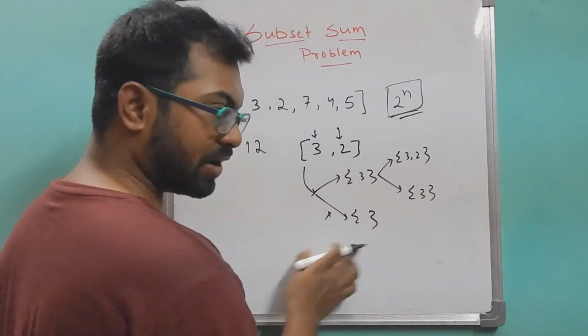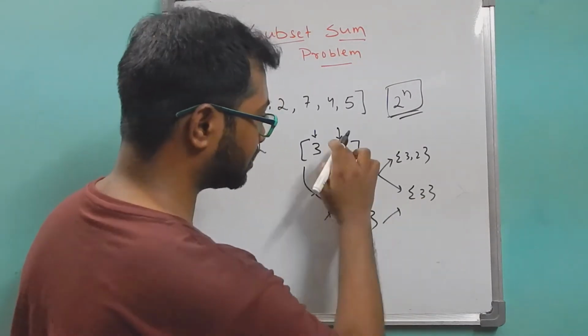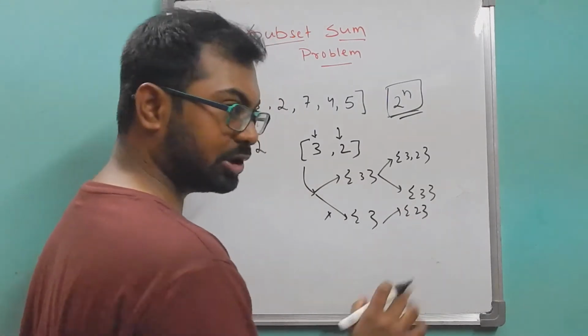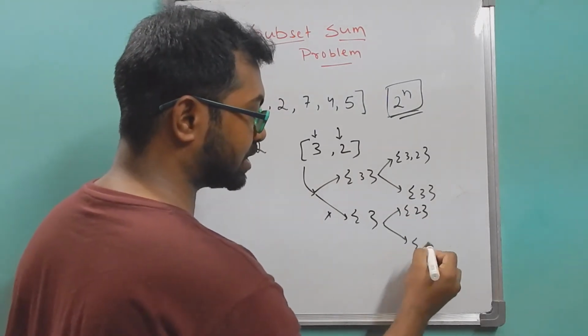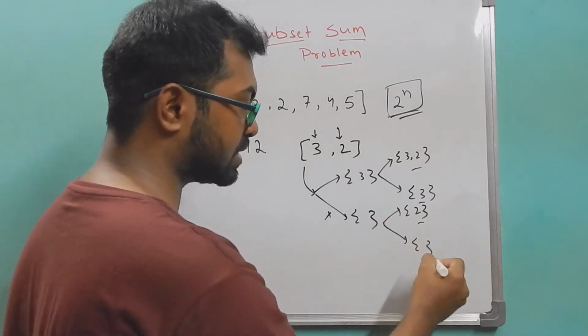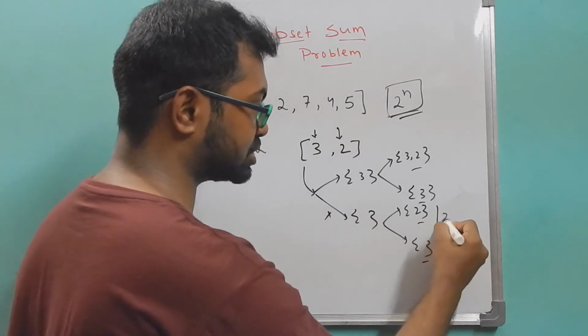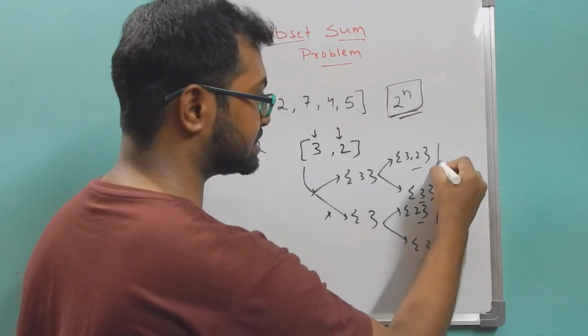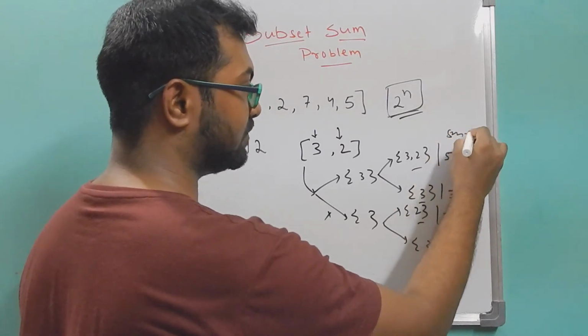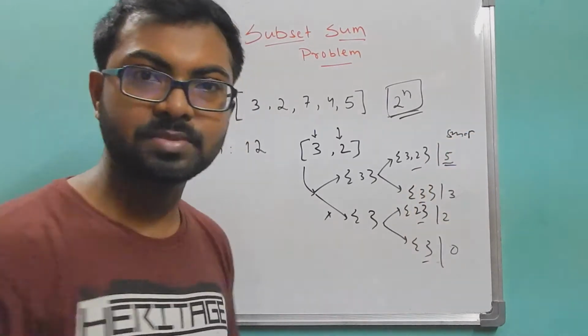Similarly, when we have nothing, if we take the 2, in this case, we have 2, only 2. If we don't take it, we still remain with an empty subset. So we have these 4 subsets with us, and the sum is 0, here the sum is 2, sum is 3, and sum is 5. And if the given sum is equal to 5, we have our answer, right?